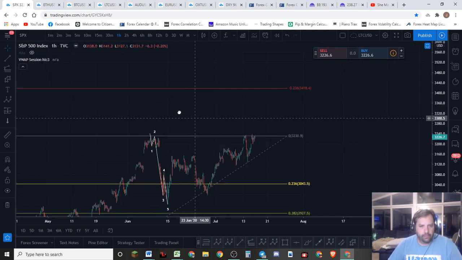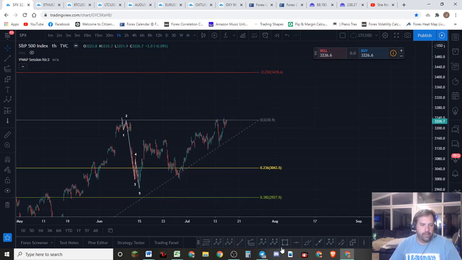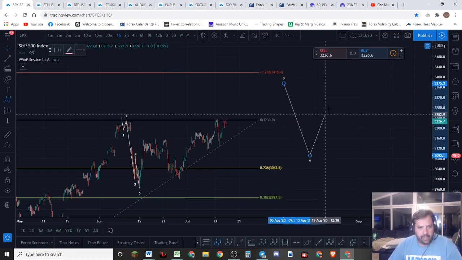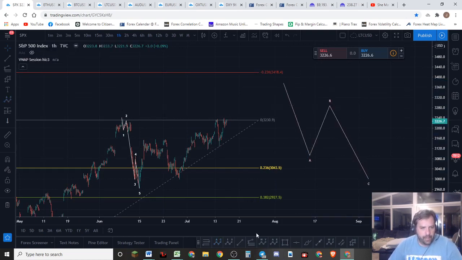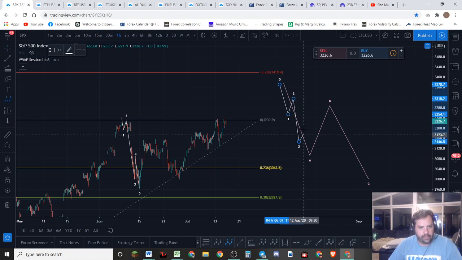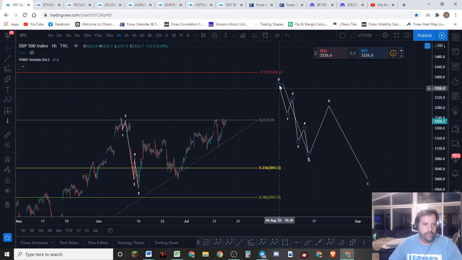Okay, so the only way you can get a 3-wave move starting with 5 waves is an ABC, which is like this: A, B, and a C. Okay, and that A wave is going to be delineated with 5 subwaves. This is Elliott Wave theory. So this is the way we would look at the market here. There we go. So we need to see 5 waves.